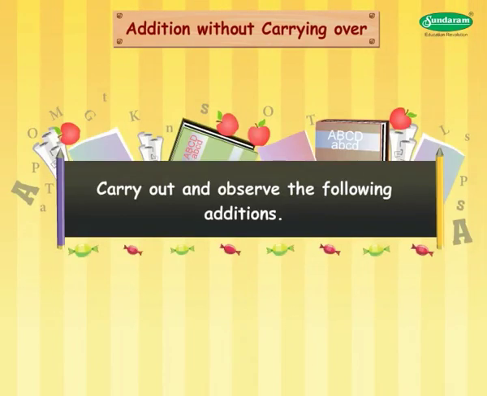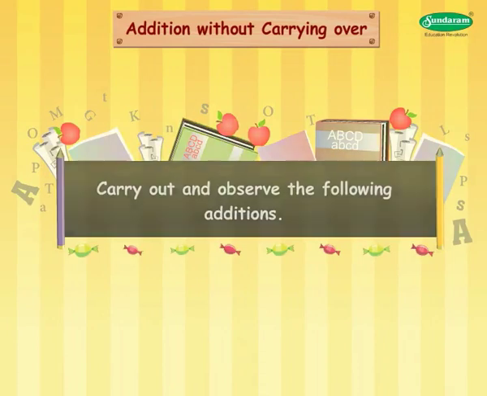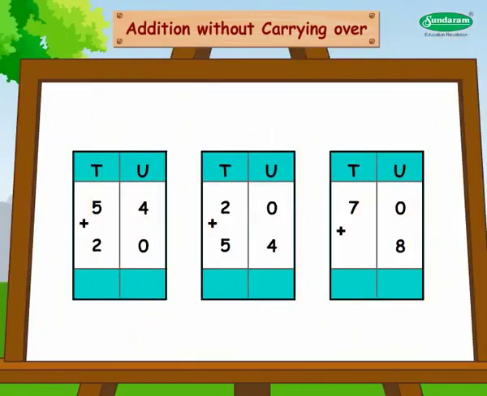Carry out and observe the following additions. 54 plus 20 is equal to 74. 20 plus 54 is equal to 74. 70 plus 8 is equal to 78. 8 plus 70 is equal to 78. 75 plus 13 is equal to 88. 13 plus 75 is equal to 88.